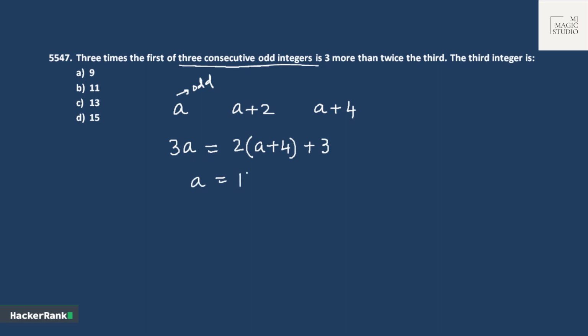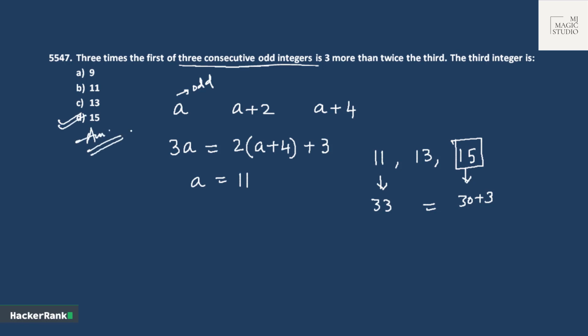3a minus 2a is a. 8 plus 3 is 11. The value of a is 11. That means the three numbers are 11, 13, 15. We can check. 3 into 11 is 33, and twice 15 is 30, plus 3 is 33. Bingo. The third integer is 15. Option D.